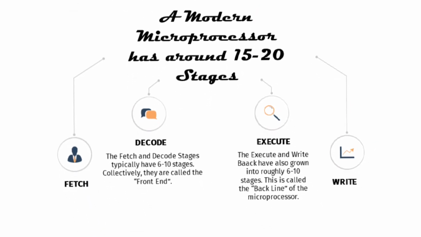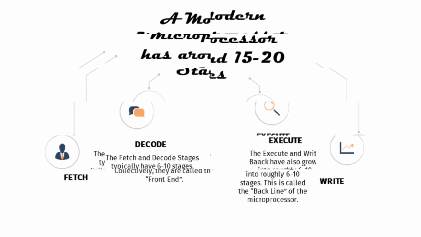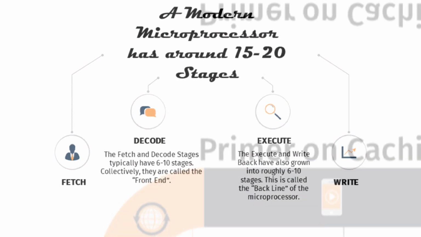And do you know that a modern microprocessor has around 15 to 20 stages? Yes. It includes fetch, decode, execute, and write. To further discuss them, the fetch and decode stages typically have 6 to 10 stages, and they are collectively known as the front end, while the execute and write are also roughly 6 to 10 stages, and they are called the back end of the microprocessor. Together, they perform in order for the modern microprocessor to function.